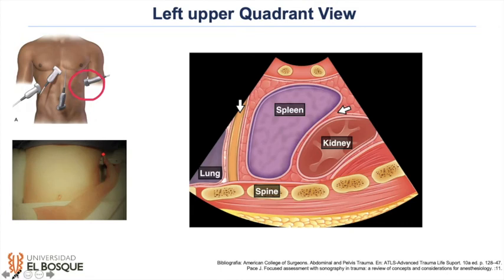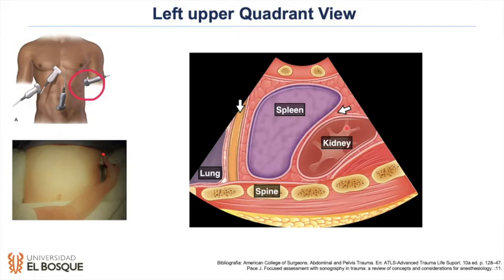Now we are going to look at the left upper quadrant view. That is this one here and this one here. You're going to place the probe exactly as you did on the right side, but more posteriorly. In this illustration, the first organ that you're going to see is the spleen. Also, you are going to see the left kidney, compared to the right one.